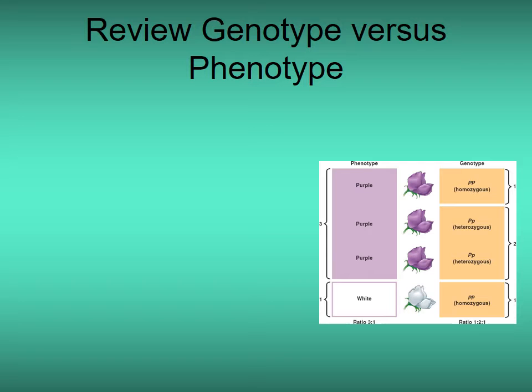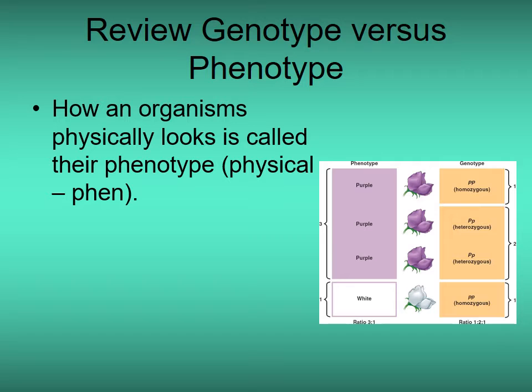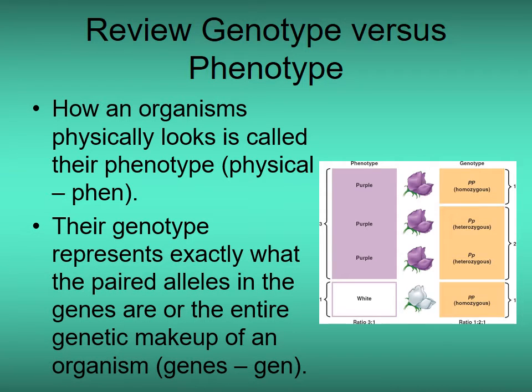All right, let's go back over genotype versus phenotype to make sure we're okay with that. How an organism physically looks is called their phenotype. Pheno, physical looks, right? And so that would constitute, in the example of the picture here, purple or white. Their genotype represents exactly what the paired alleles in the genes are, or the entire genetic makeup of the organism. So genotype relates to genes and alleles. Examples of genotype on the right side of this picture would be big P, little p, big P, little p, little p. You get the picture.